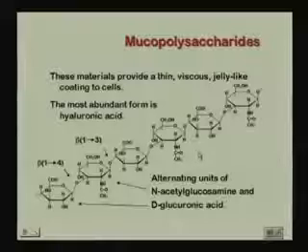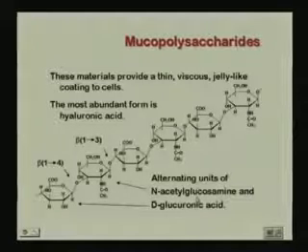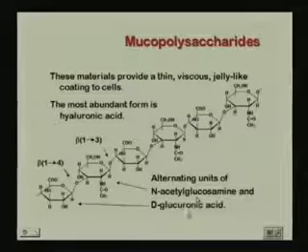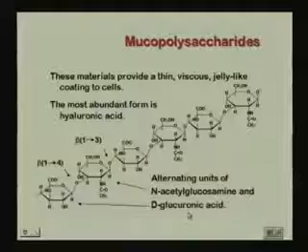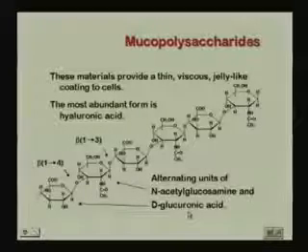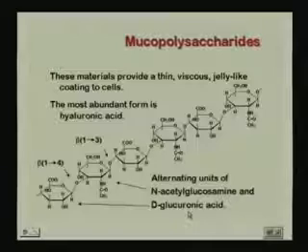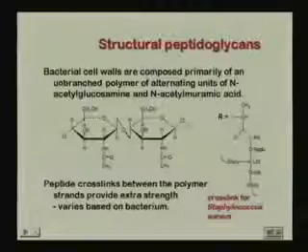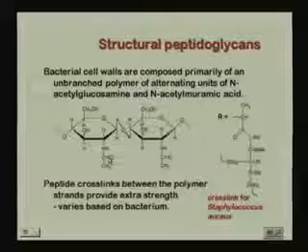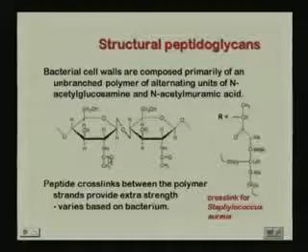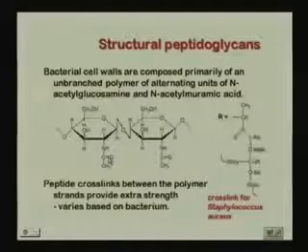So, we have N-acetylglucosamine and glucuronic acid, which is what formed in the Fehling's reaction also. You have the COO minus instead of the CH2OH at position number 6. This is probably something we should be looking at, where we have peptide crosslinks between the polymer strands.